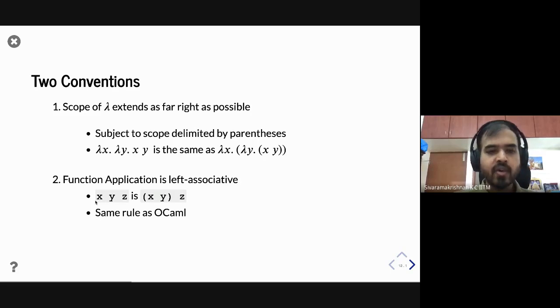The way you have to read it is: function application is left associative, just like OCaml. So you read it as x applied to y, which returns something that is applied to z, right? So you imagine a bracket here. When you see applications with three terms like this, you always introduce brackets in a way that it is left associative. This is the same as OCaml. Okay.